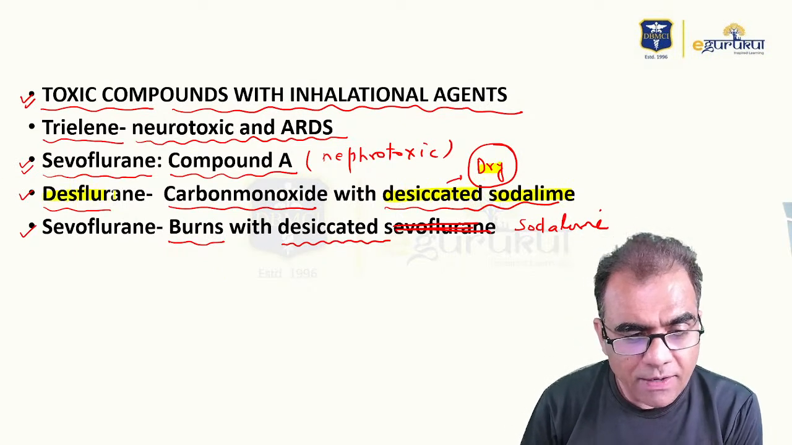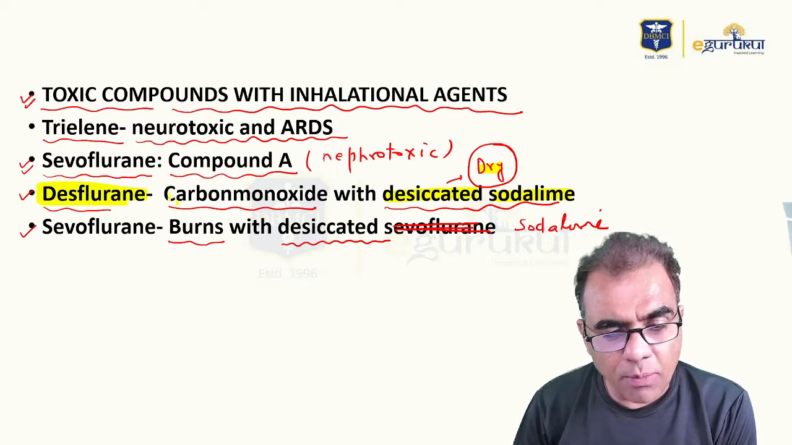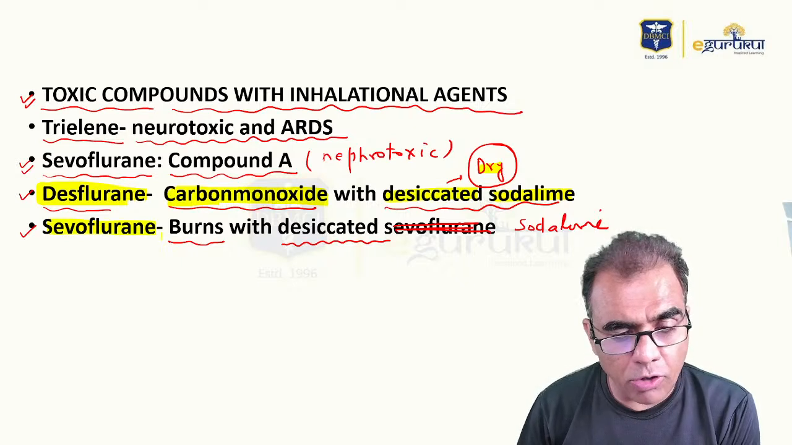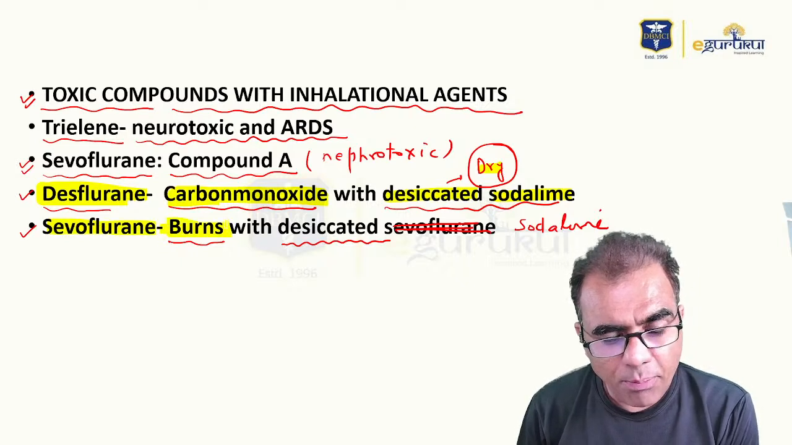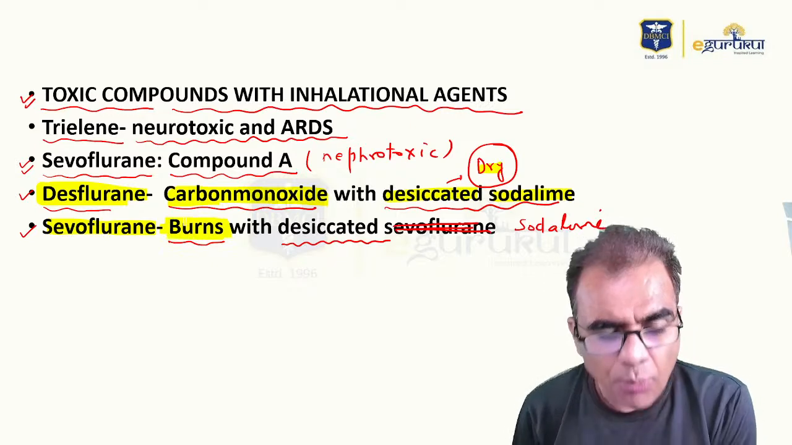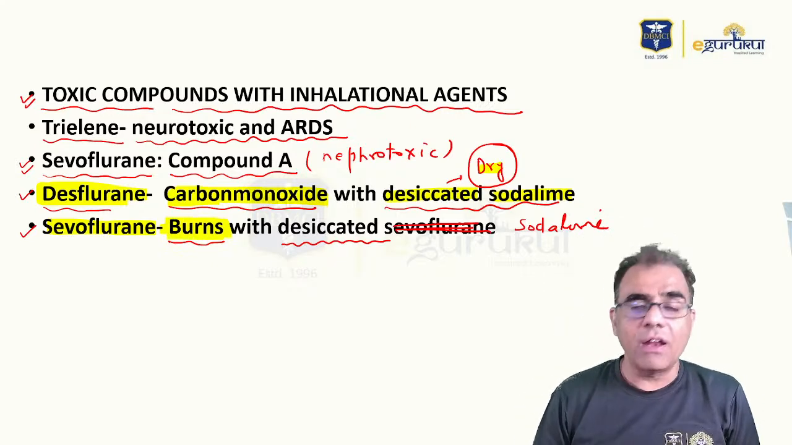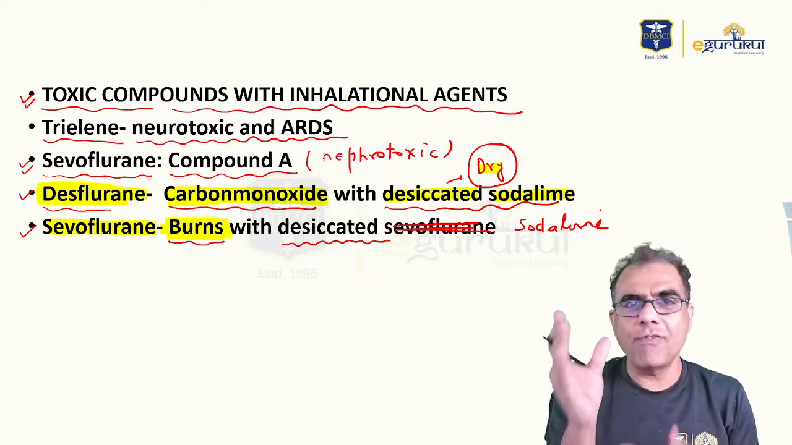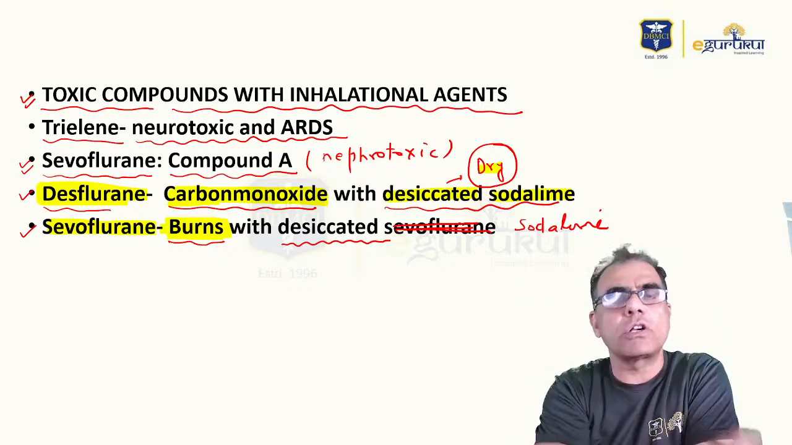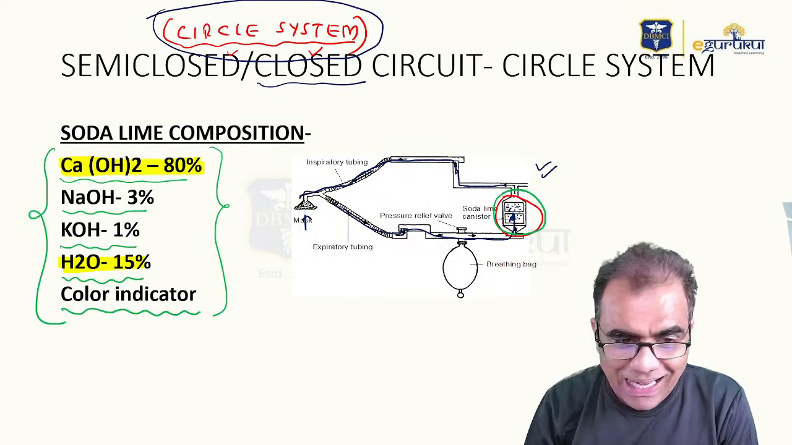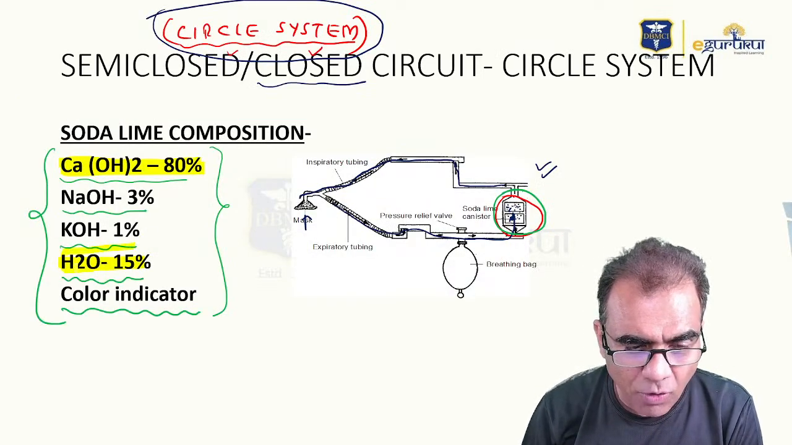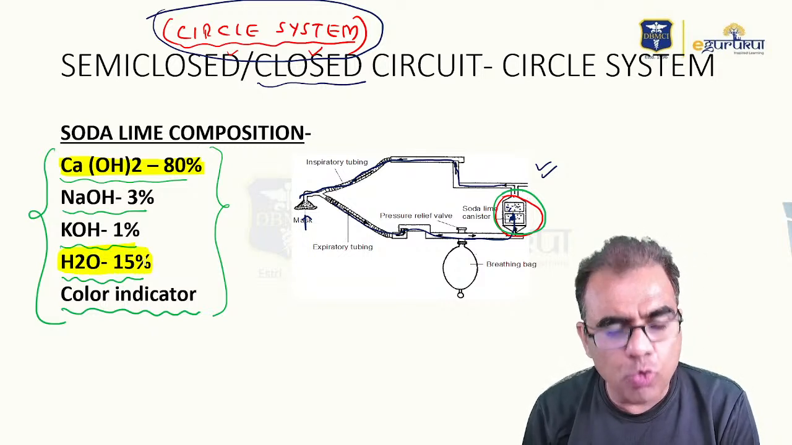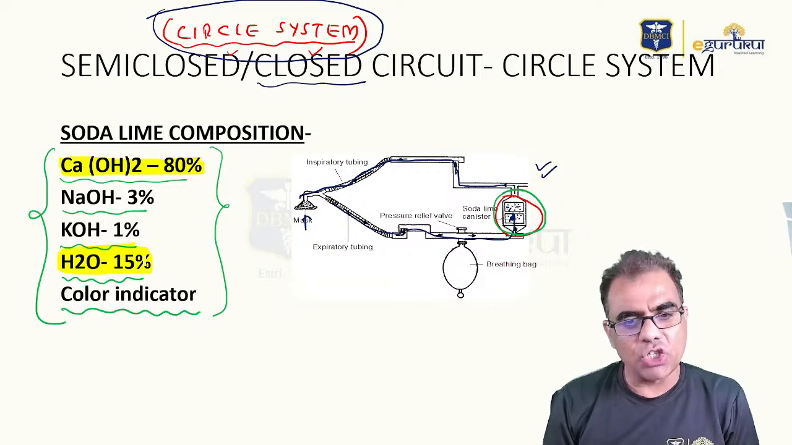With desflurane, it can produce carbon monoxide poisoning, and with sevoflurane, it can cause burns of the respiratory tract. But fortunately, the possibility of these complications is very rare because soda lime getting desiccated is very rare, for two reasons. One, when carbon dioxide reacts with soda lime, water is automatically produced. And secondly, now they have added water. Now you can understand why we have added water in the new soda lime: to prevent its desiccation.